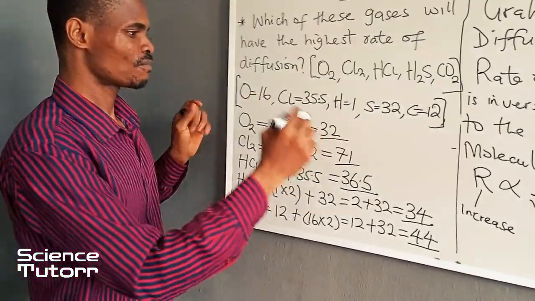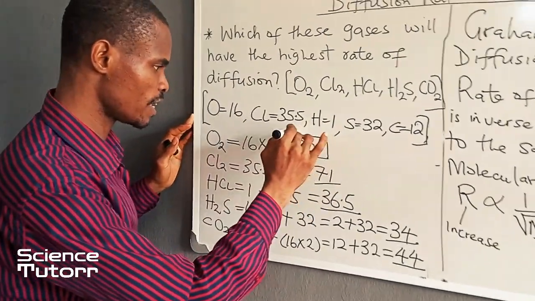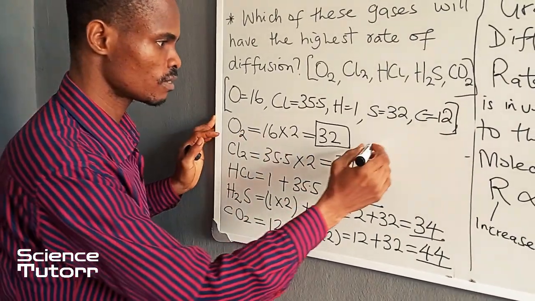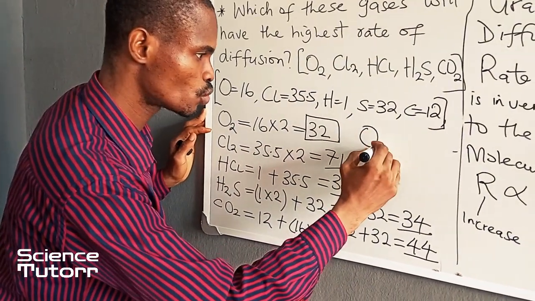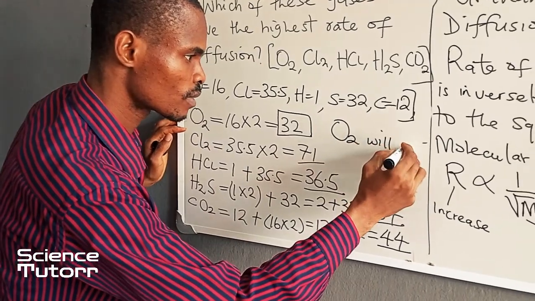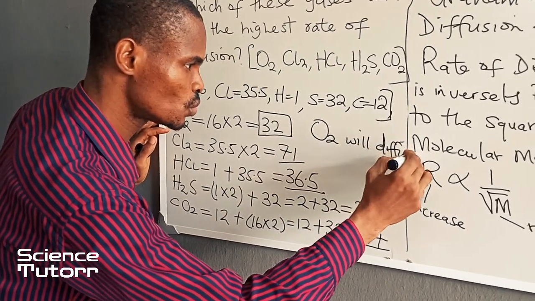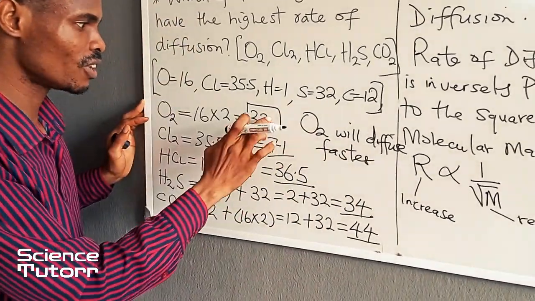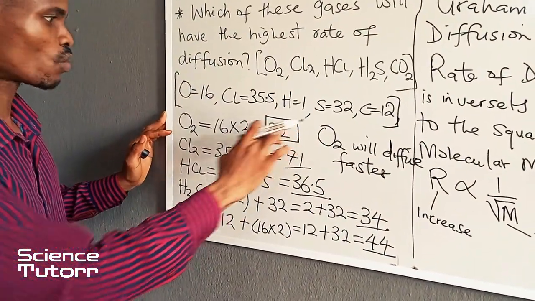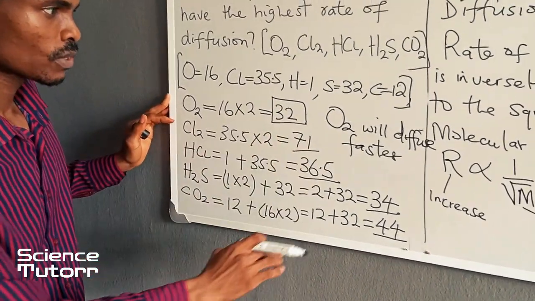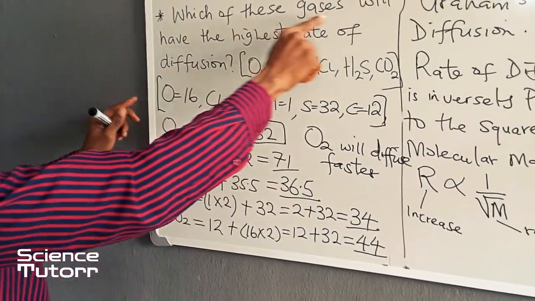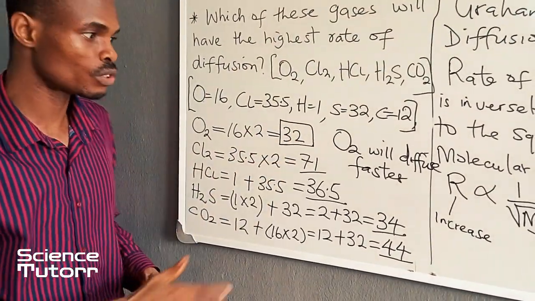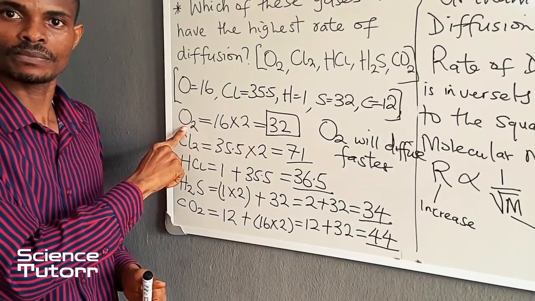Now, we take a look at the values. The least value is 32. That is to say that oxygen gas O2 will diffuse faster because it has the least relative molecular mass amongst all of them. So, in other words, which of the gases will have the highest rate of diffusion? The highest rate of diffusion will be oxygen gas.